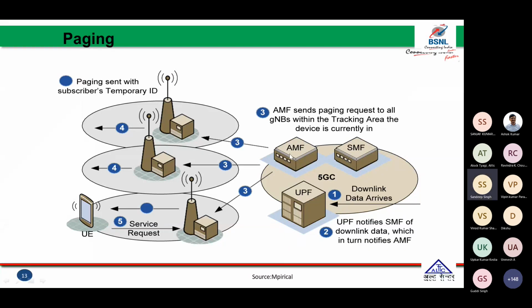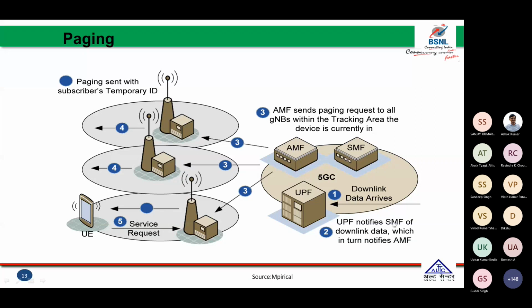The gNodeB has a single point of contact to the core network in the control plane, and the UPF is the single contact point in the user plane. The gNodeB connects with the core network in the user plane through the UPF, and in the control plane it connects with the AMF.